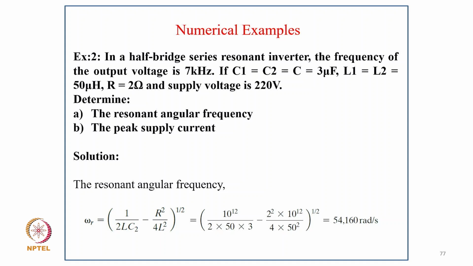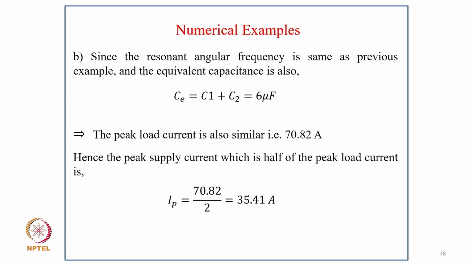Example 2: in a half bridge series resonant inverter, the frequency of the output voltage is 7 kHz. If C1 equal to C2 equal to C equal to 3 microfarad, L1 equal to L2 equal to 50 microhenry, R equal to 2 ohm, and supply voltage 220 volt, determine the resonant angular frequency and the peak supply current. The resonant angular frequency omega R equal to square root of in bracket 1 upon 2 LC, all squared, minus R square upon 4L square, and putting a value it comes to 54,160 radian per second.